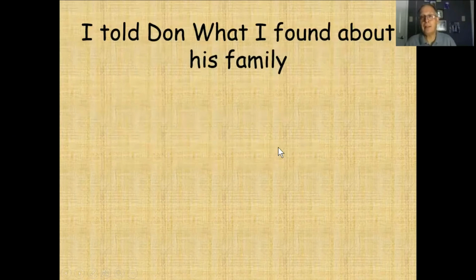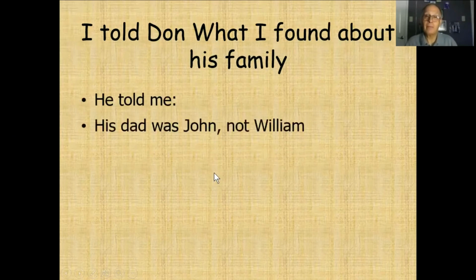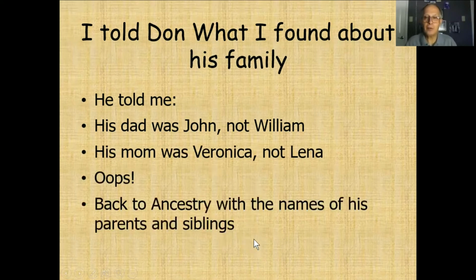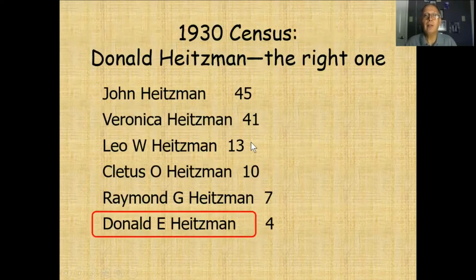I told Don the next week when we drove what I found. He told me his dad was John, not William. His mom was Veronica, not Lena. Uh-oh. Back to Ancestry with the names of his parents and siblings. And this is what I found. There's John Heitzman, Veronica Heitzman, and there's Donald E., 4.